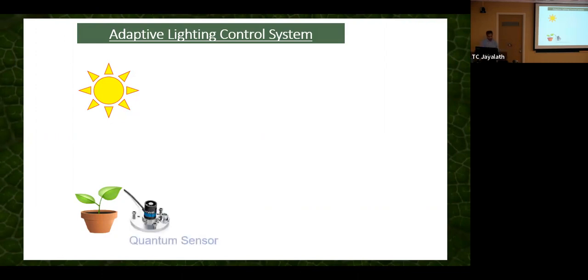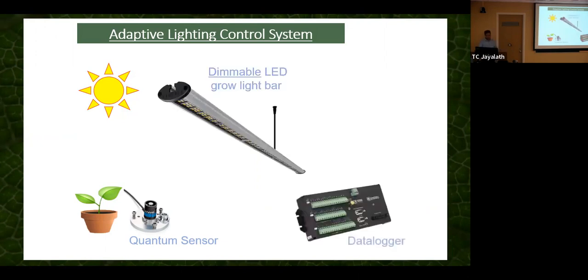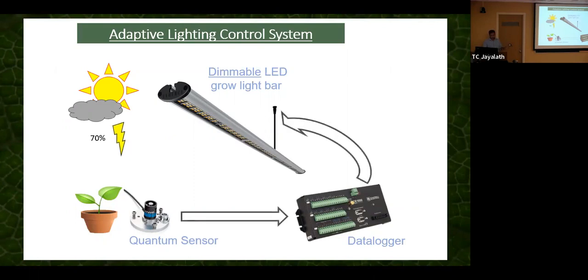To explain how this happens, we use a quantum sensor that can detect how much sunlight is at the canopy level. We also use a dimmable LED lighting fixture and a data logger. So for example, let's say there's a cloudy situation and the plant only gets 70% of the light that the plant needs. That's going to be read by the quantum sensor. That signal goes to the data logger. The data logger does all the calculations, and with that, it provides just enough light to reach 100% light at the plant canopy. This keeps happening every second. If it's not cloudy, if you get 100% light from the sun, then the data logger turns the light completely off.